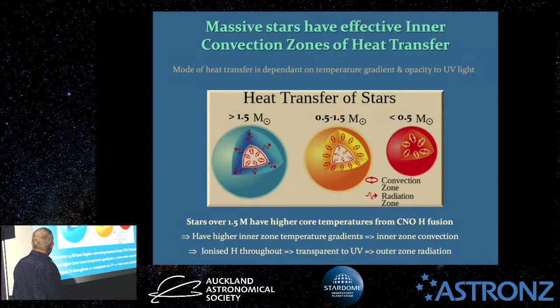So that pretty much summarises what we've gone over here. Stars over 1.5 solar masses: higher core temperatures from the CNO cycle, a higher inner zone gradient, an inner zone of convection, and then the ionized hydrogen allows ultraviolet light to zip through, giving the outer radiation zone. So that pretty much covers it.